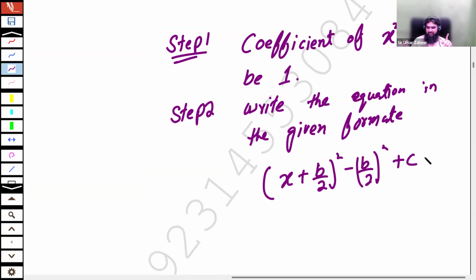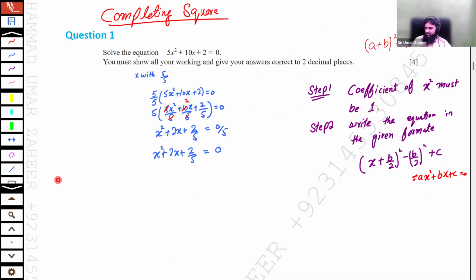This is the same a and b, because the coefficient of x square here is your a value, the coefficient of x will be your b value, and the constant term will be your c value. I'm just comparing with ax square plus bx plus c. Now I'm going to write it: x plus b over 2 whole square minus b over 2 whole square plus c. The equation is already here: x square plus 2x plus 2 over 5 is equal to 0.